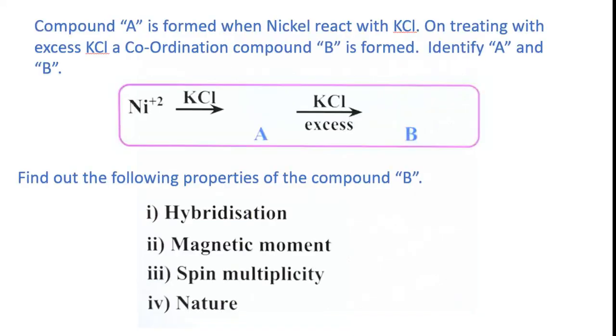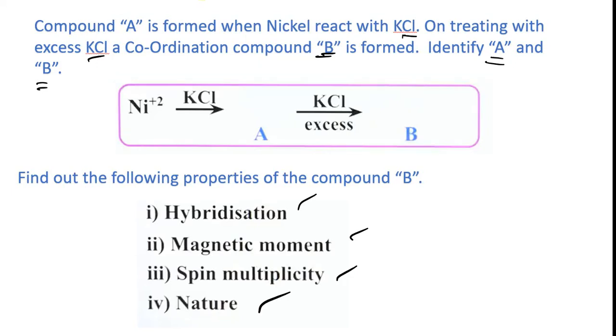Next, can you do it as your homework? A compound A is formed when nickel reacts with KCl. On treating with excess KCl, a coordination compound B is formed. Identify A and B and give the hybridization, magnetic moment, spin multiplicity, and nature.